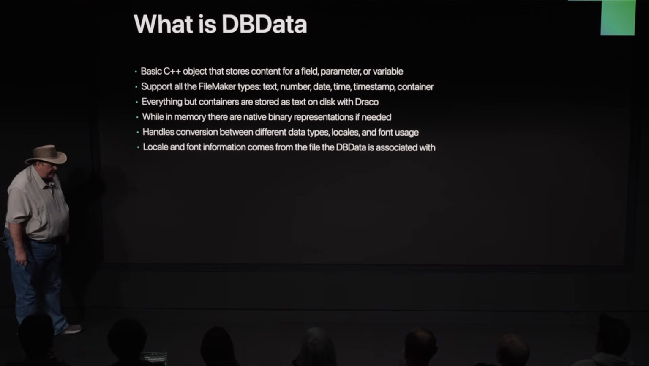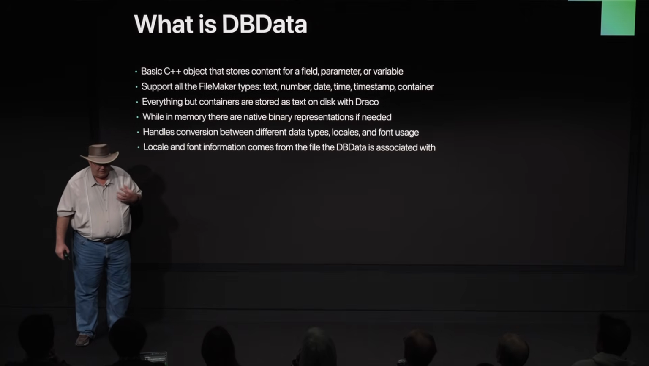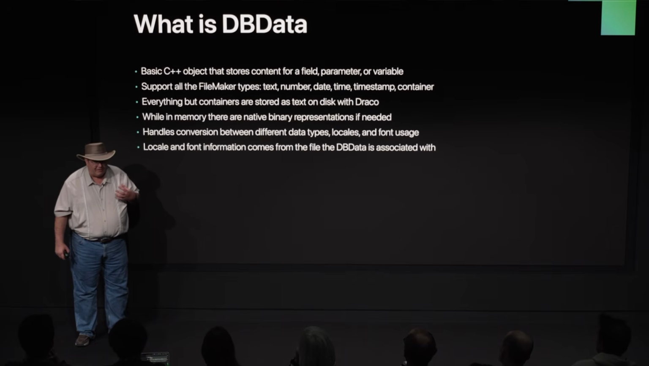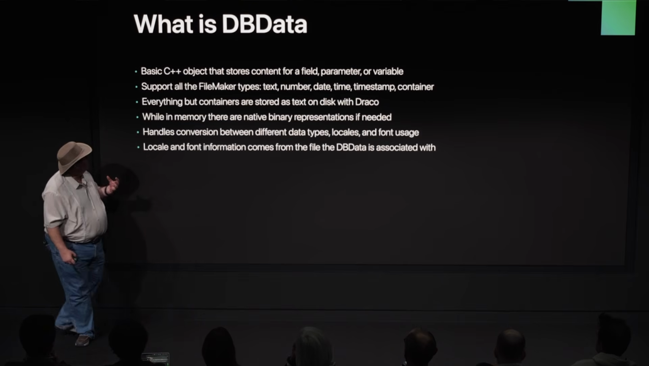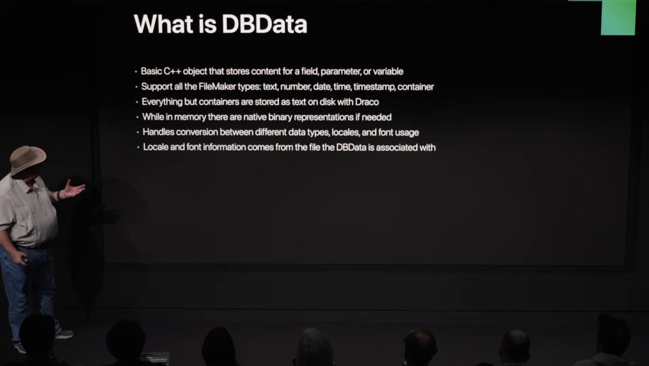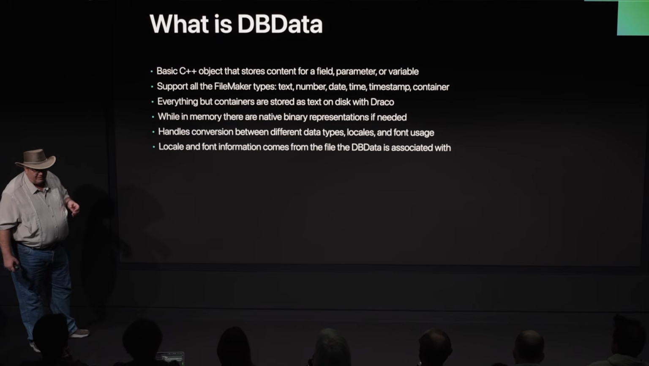So what is DB data? DB data is the core object that stores the contents of a field, or the answer from a calculation engine, or a parameter to a script. It's the base object that handles that. It's C++. And variables, that's the other big thing.